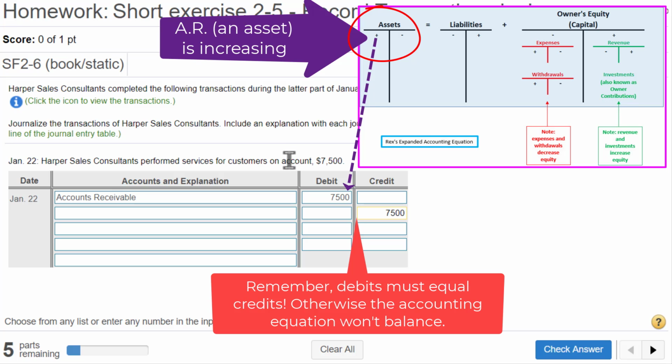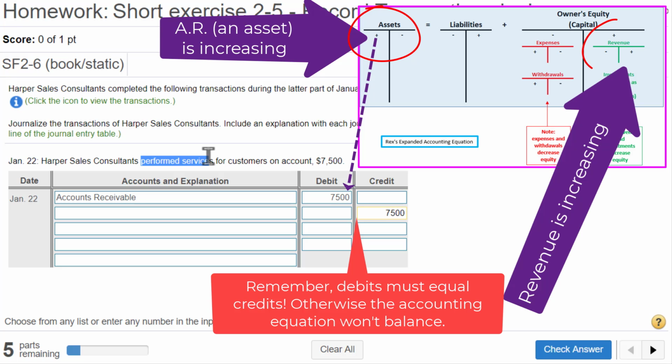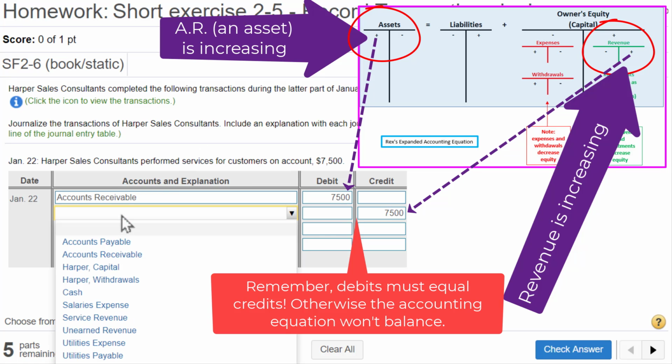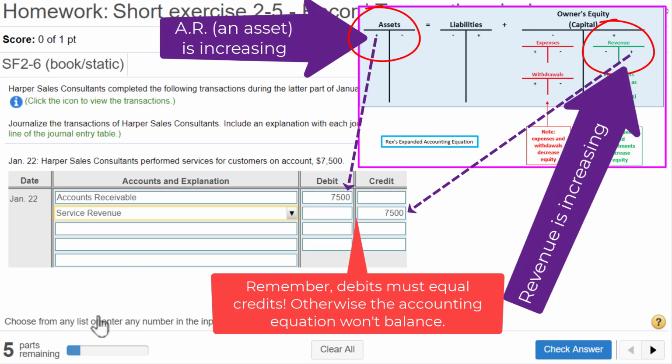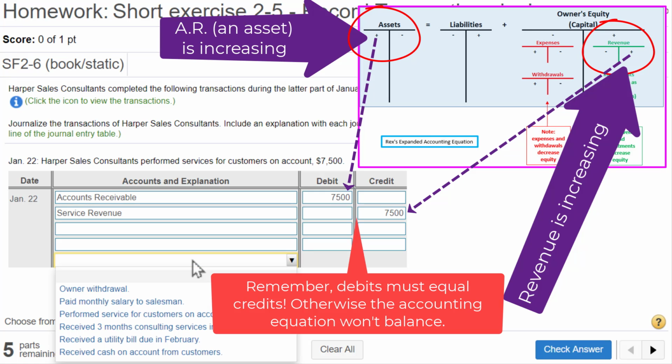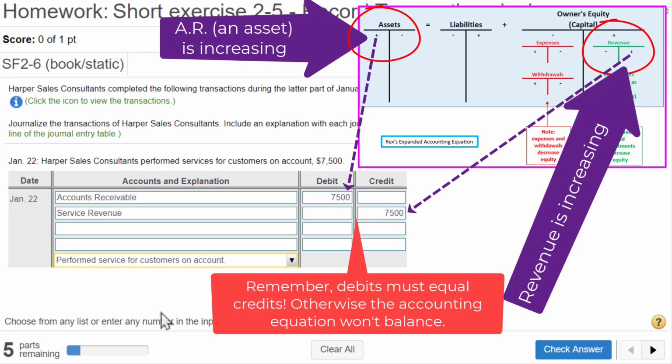And why are we recording this accounts receivable? Because we performed services, so we have to record revenue. So revenue, do we have more revenue or less revenue? We have more revenue, therefore it's increasing, and revenue increases on the credit side. So that's why it's the credit account. Service revenue. And then we need an explanation. Let's see here, performed service for customers on account.